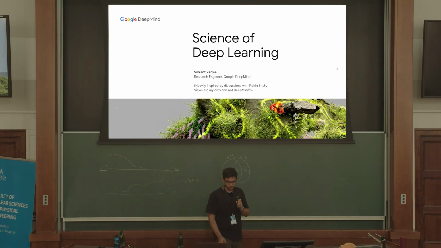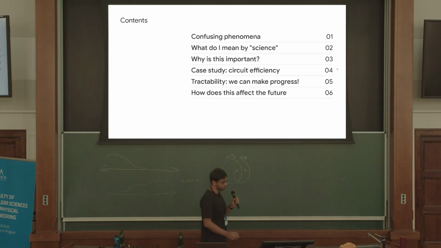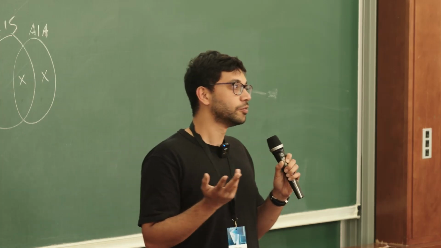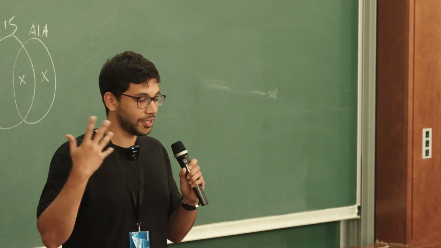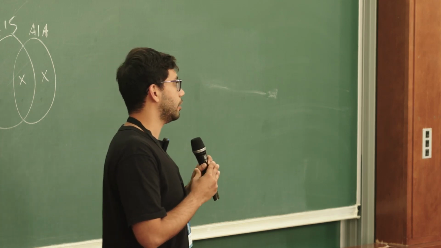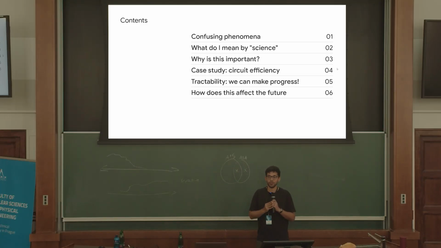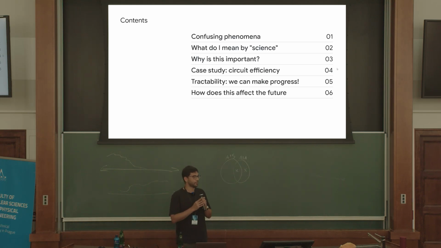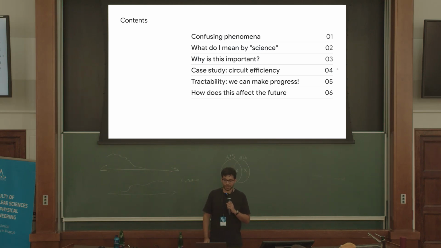Cool. So, yes, click. Here's a list of things that I'm going to talk about. So the talk is broadly structured into 3 parts. I'll first give a high-level overview of what I mean by the science of deep learning and some motivations. I'll then zoom into a project that Rohin and I and a few other colleagues did on understanding Grokking, which is, I claim, one of these confusing phenomena in deep learning. And finally, I'll come back to some high-level thoughts about how this could affect the future.